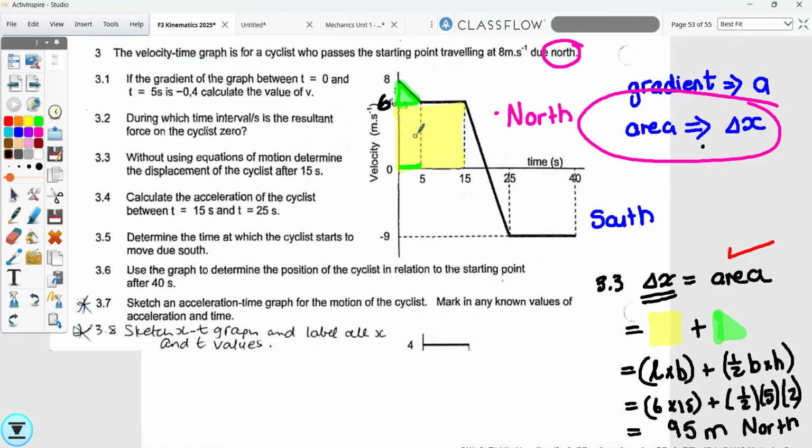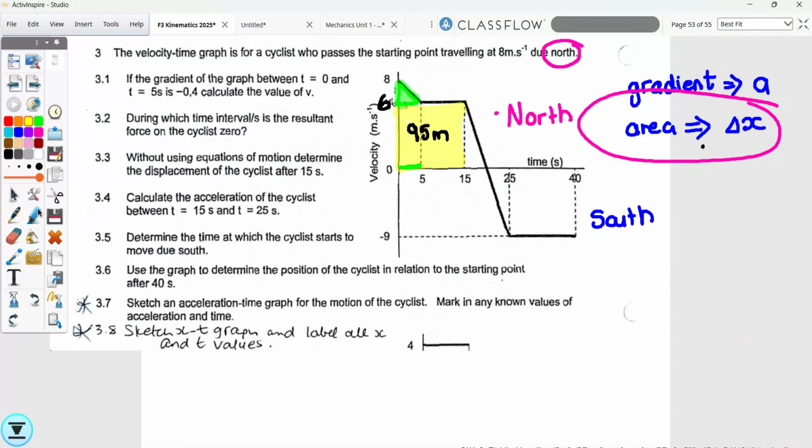Guys, no. So we now know that this is 95 meters. Remember what I said? Once you've worked something out, put it in your diagram so that you don't later on go and work it out again and waste your time. We see so often that people work something out, or the question tells you something, and then you go and work it out again. Please don't do that to yourself. Do not waste time on working things out again. So we've done 3.3.